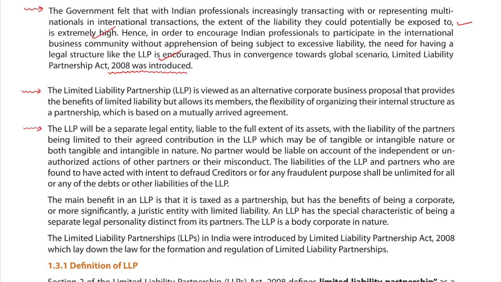The LLP will be a separate legal entity liable to the full extent of its assets, with the liability of the partners being limited to their agreed contribution in the LLP, which may be of tangible or intangible nature, or both tangible and intangible in nature. No partner would be liable for the independent or unauthorized actions of other partners or their misconduct. The liability of the LLP and partners who are found to have acted with intent to defraud creditors or for any fraudulent purpose shall be unlimited for all or any of the debts or other liabilities of the LLP. I believe you understood till here.